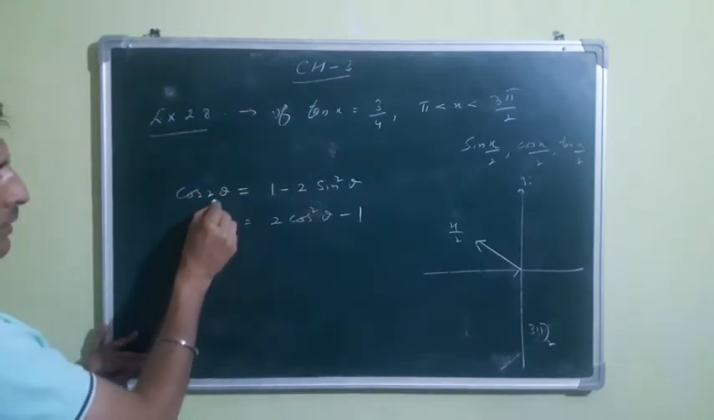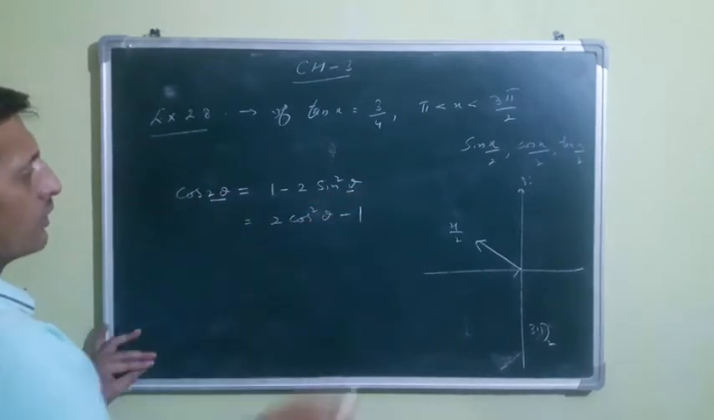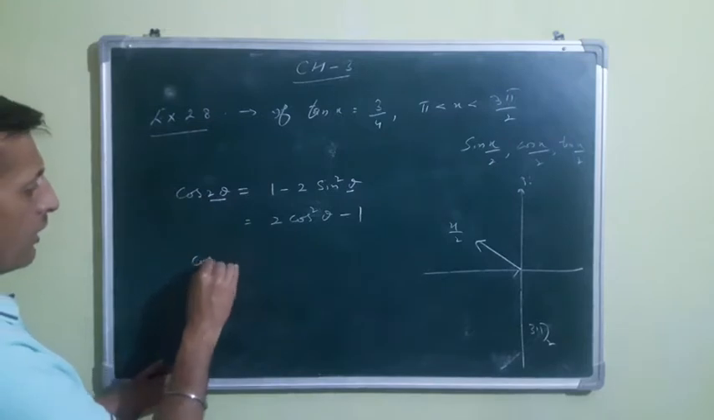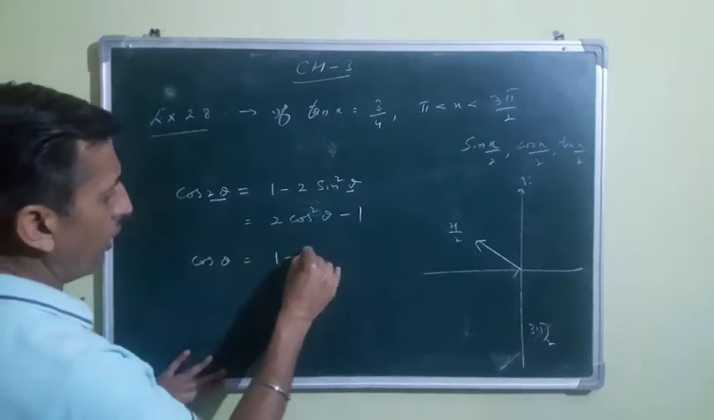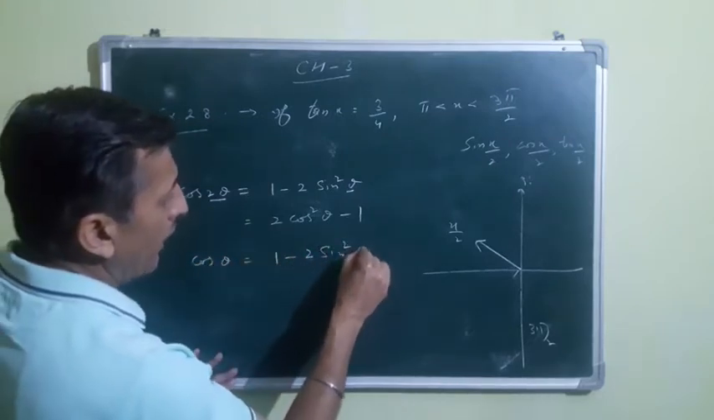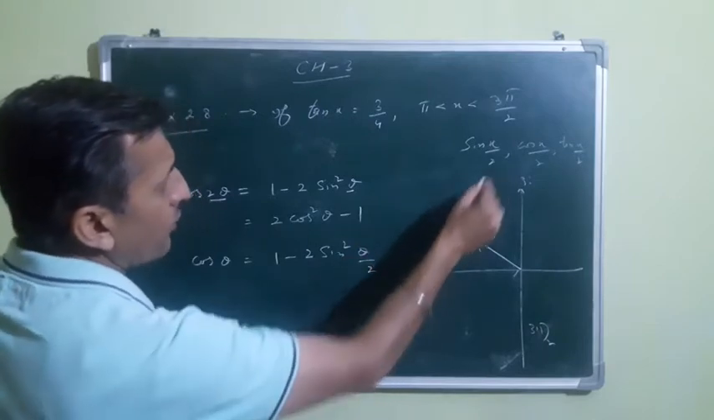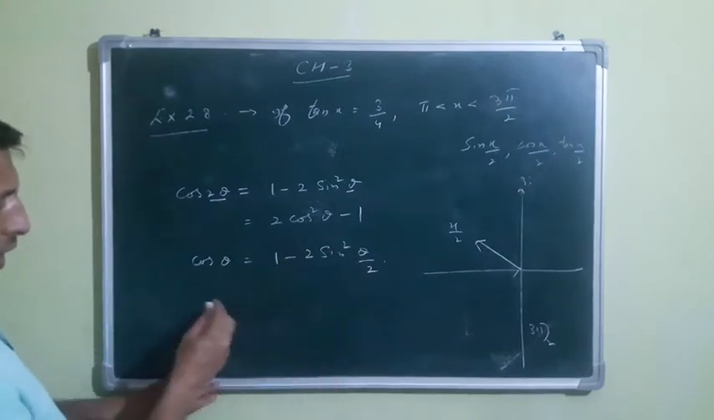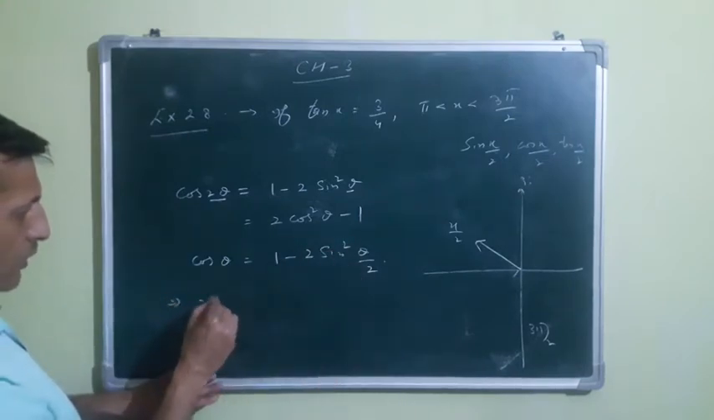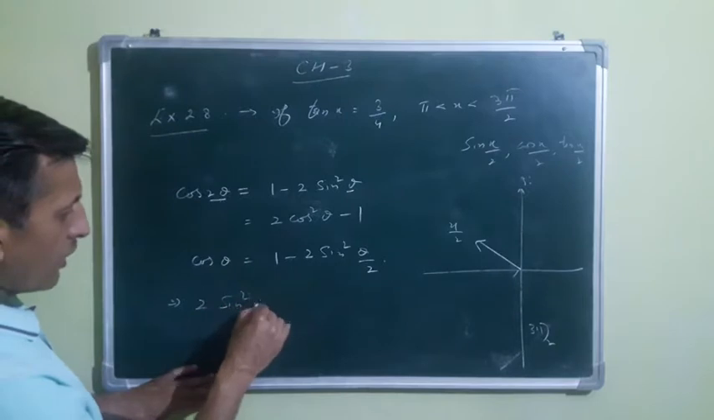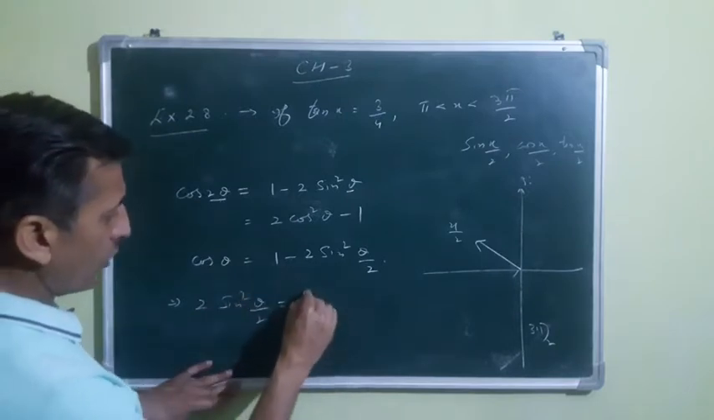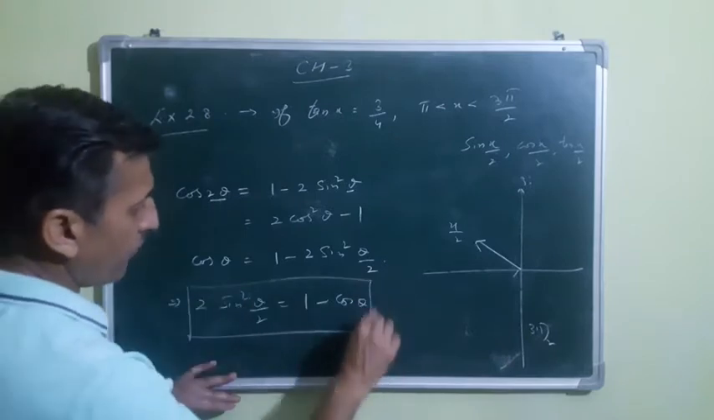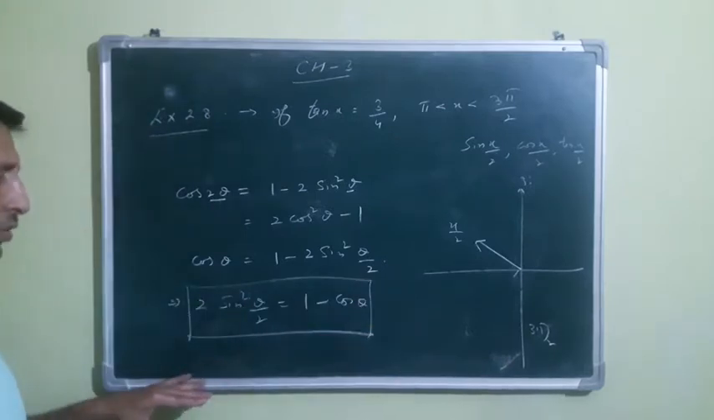But this is your 2 theta and this is your theta, so we have to convert this into theta. In that case it becomes cos theta is equal to 1 minus 2 sin square, and now your angle is half because your query is x by 2, so now it becomes theta by 2. Now I want to change this equation into this form: 2 sin square theta by 2 is equal to 1 minus cos theta. So remember this one as well.